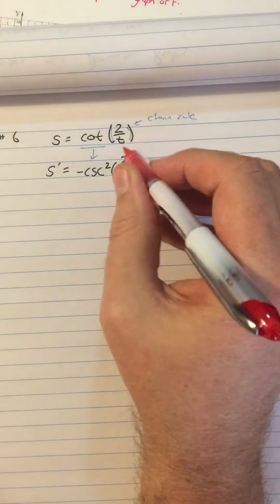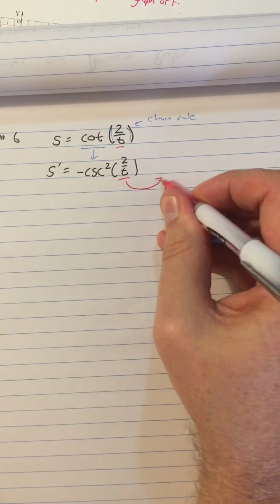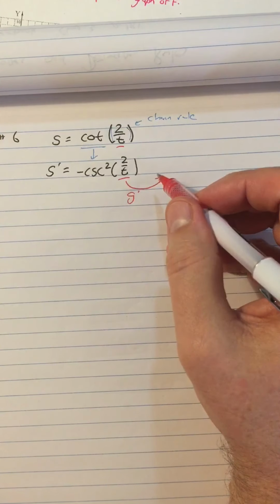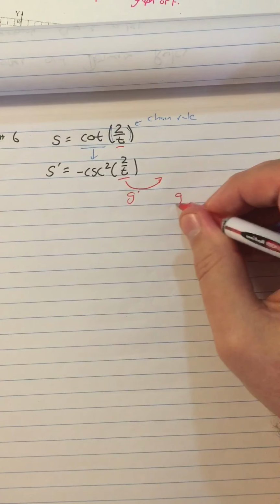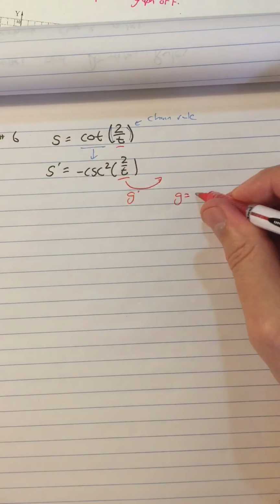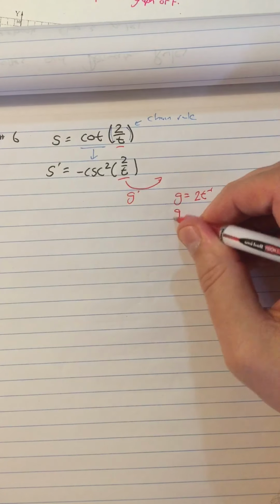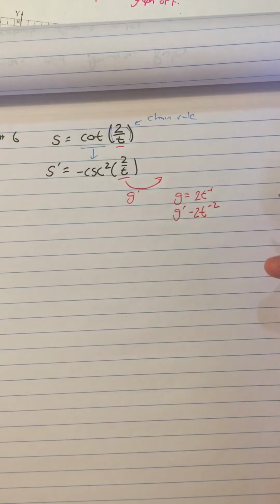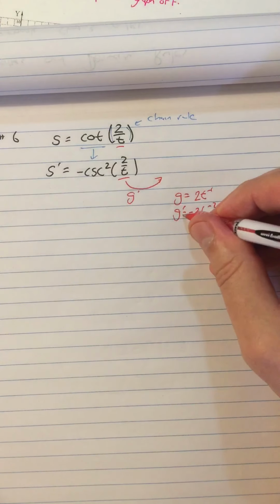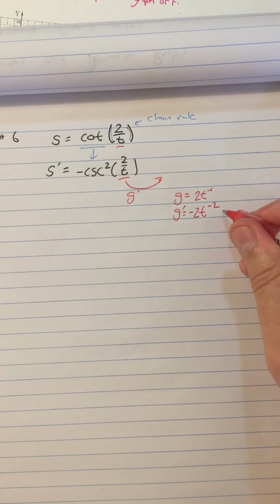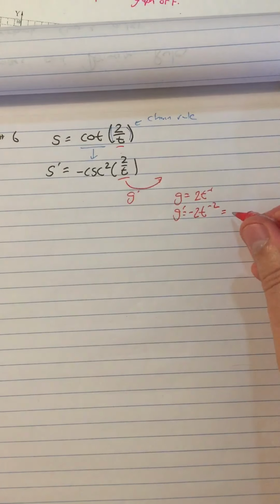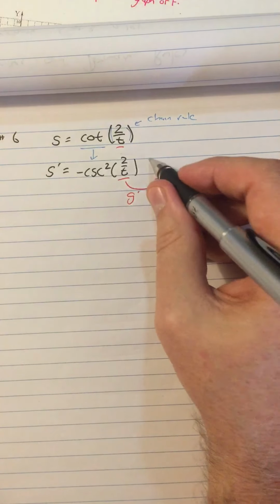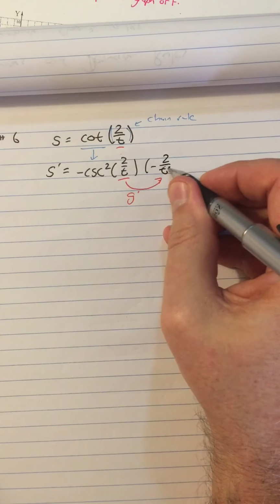So in that first step, we're keeping the inside function the same. Now I have to do the derivative of the inside function, all right? But to do that, it's a little tricky because it's 2 over t, right? So let's think of that g as being 2t to the negative 1. So that means that g prime is negative 2t to the negative 2 using the power rule. And then let's rewrite it as negative 2 over t squared. All right, so I have times negative 2 over t squared.